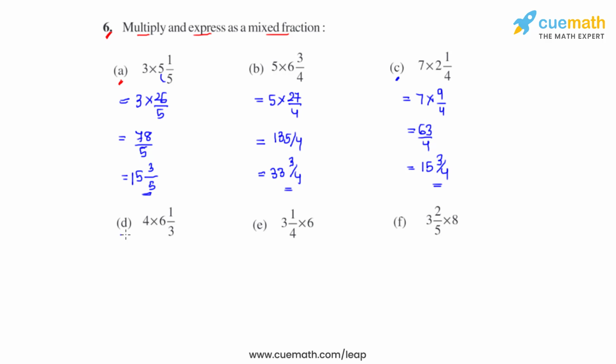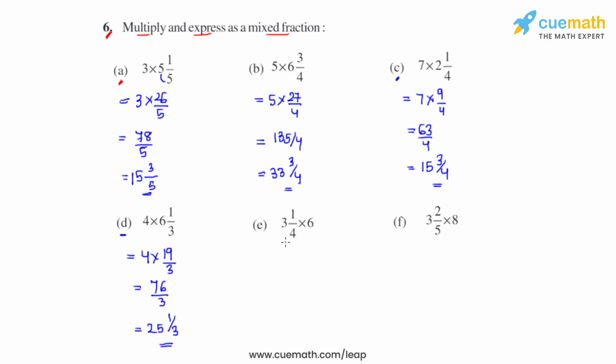In part D, we'll do the same thing. 4 times 6 1/3 will be converted into an improper fraction. 3 6s are 18. 18 plus 1 is 19. So 19 by 3. The product for these two will be 76 over 3. When we divide 76 by 3, we get the quotient as 25 and the remainder as 1. So it will be 25 1/3. The mixed fraction for this is 25 1/3.